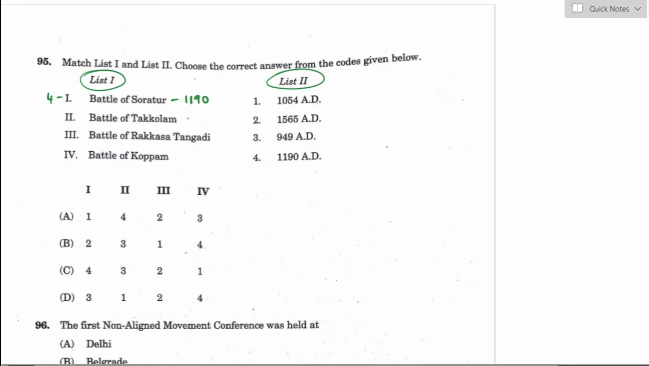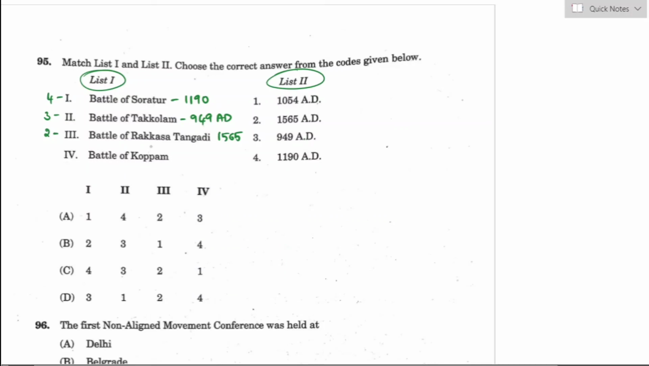Statement 2, Battle of Takkolam. This battle was between Chola and Rashtrakuta, which took place in 949 AD. So for this statement, the right answer is option 3. Statement 3, Battle of Rakkasathangadi. The Battle of Rakkasathangadi was fought in the year 1565 AD between the Deccan Sultanates, the Muslim Sultanates to the north of Vijayanagara. So for statement 3, it is option 2.